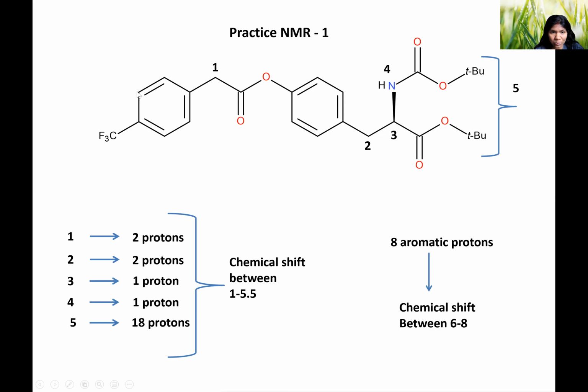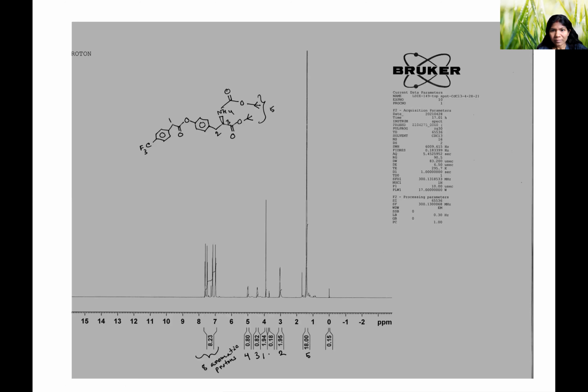So 1, 2, 3, 4, 5, 6, 7, 8. So there are a total of 8 aromatic protons, which have chemical shift value between 6 to 8. So this is the predicted NMR from the structure. Now let's look at its actual lab data.